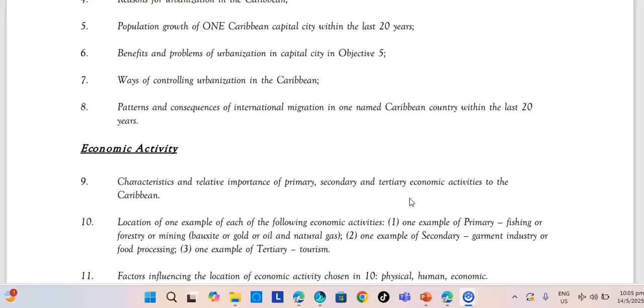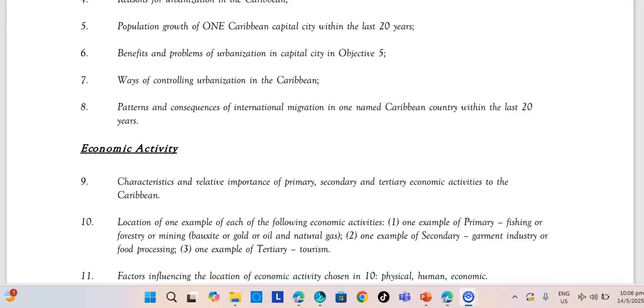Now, tertiary economic activities, they provide services to people and businesses. Examples, tourism, banking. When you go to the bank, they are providing a service to you. Transportation, when you call an Uber driver or a Lyft driver, or you take the bus to school, they are providing a service to you. Education, teachers, they are providing a service. When you go to the hospital, the doctors, the nurses, they are providing a service to you.